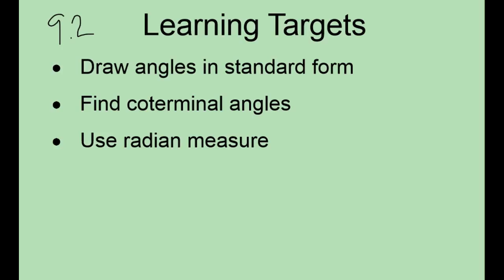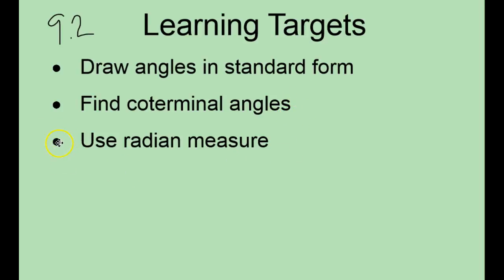So let's look at our learning targets. First thing was drawing angles in standard form. Now standard form, remember, is where one of my sides, my initial side of the angle, is along my positive x-axis. And then positive angles, positive degrees, go counterclockwise. Second learning target was to find coterminal angles. So coterminal angles are angles that share that terminal side. And to do this, we can just add and subtract different multiples of 360 degrees.